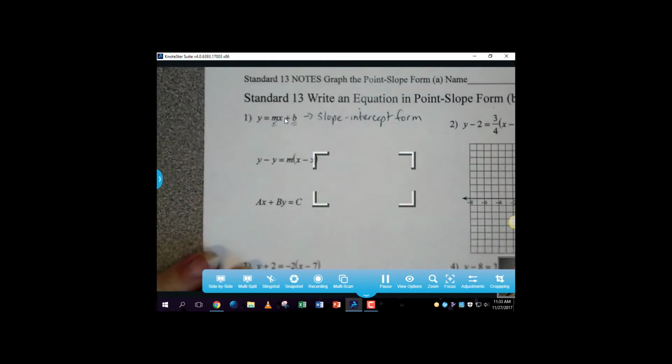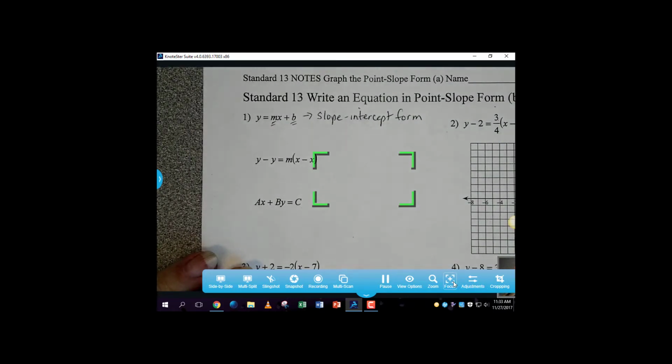And the reason why it's called the slope-intercept form, oh my gosh. Let me fix the focus so it doesn't do that every 2 seconds.